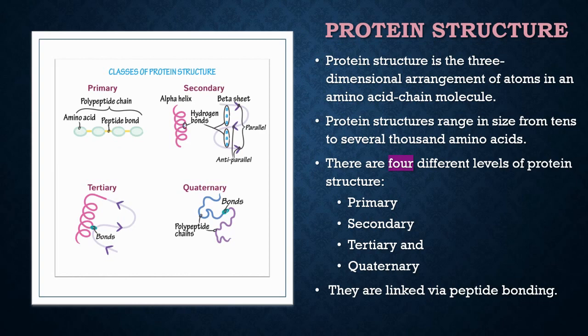As you can see in the structure of proteins, initially the amino acids, each oval shape you are seeing here is an amino acid. Each amino acid will be linked with each other with a peptide bond. This forms the primary structure of the protein.